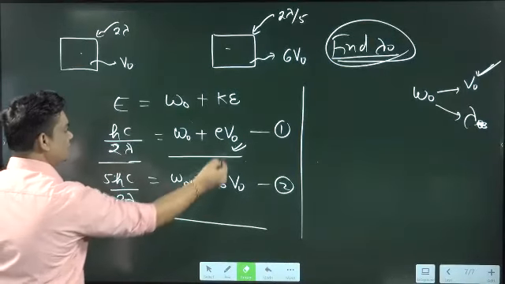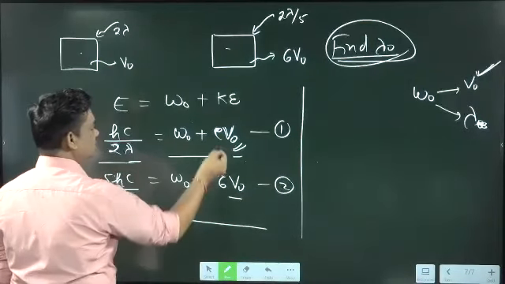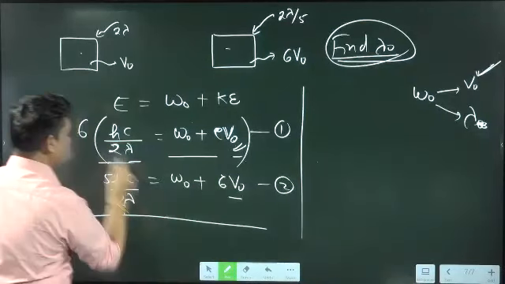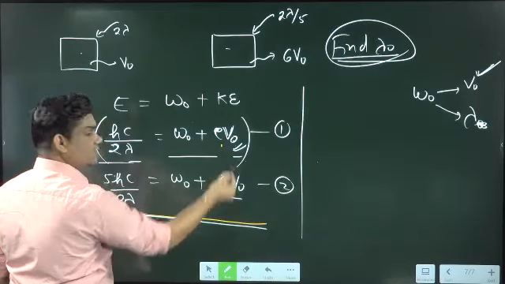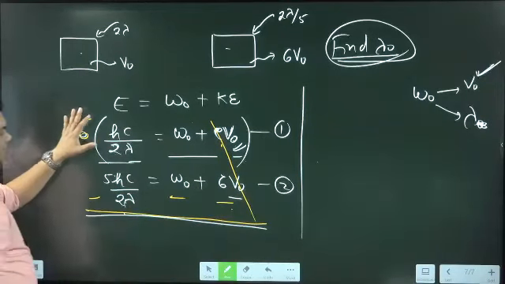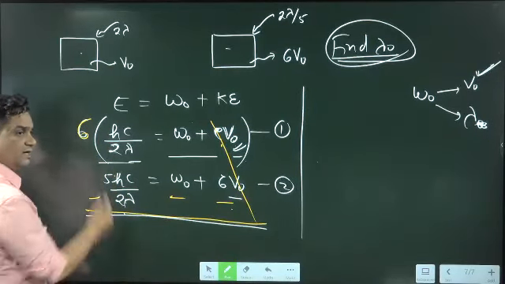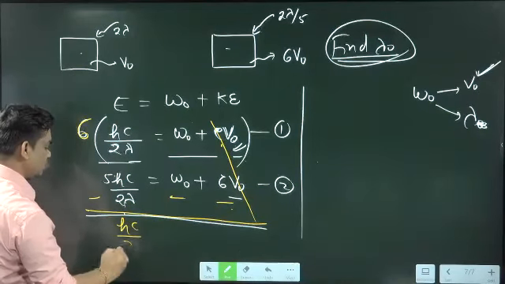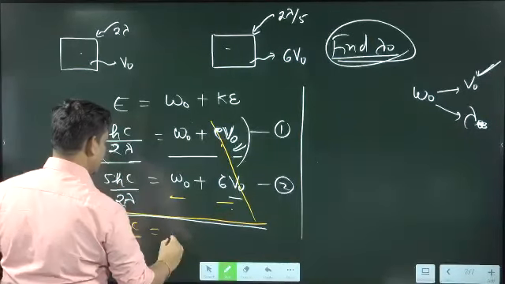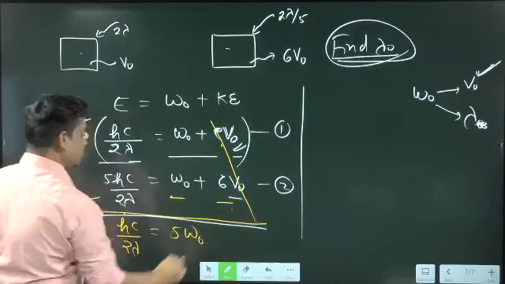Now I need to cancel this EV naught term. How can you cancel it? This is 6 EV naught and this is EV naught, so you have to multiply by 6. If I multiply with 6, this will be 6 EV naught and this is 6 EV naught. If I subtract, it will be cancelled. So 6 Hc by 2 lambda minus 5 Hc by 2 lambda, how much is left? It will be Hc by 2 lambda. And here 6 W naught minus W naught, it becomes 5 W naught. Can you solve this one now?